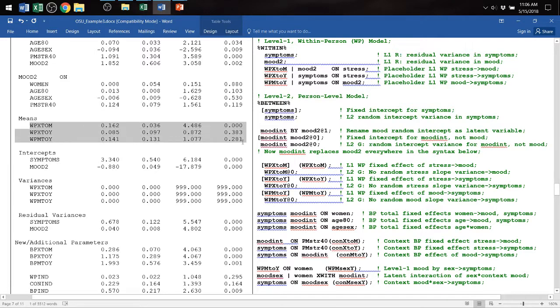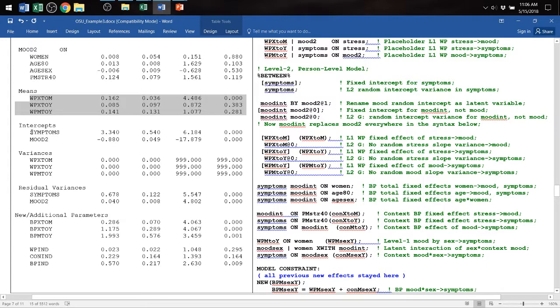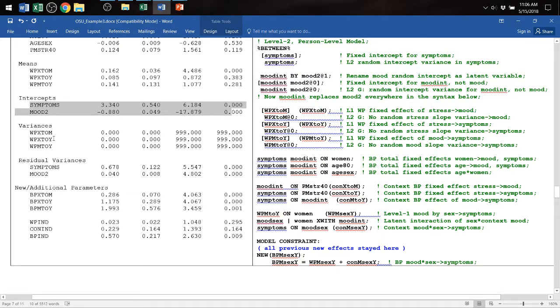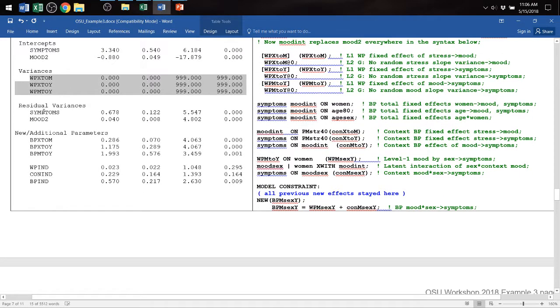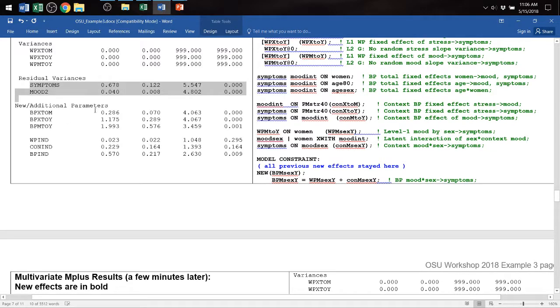Here are my within-person fixed effects. Here are the fixed intercepts for mood and symptoms. None of my within-person effects are random. Had they been random, I would have had to have computed my indirect effects differently. I can tell you more about that if anyone cares. These are the leftover random intercept variances in mood and symptoms. And then last but not least, our between effects and our indirect effects.